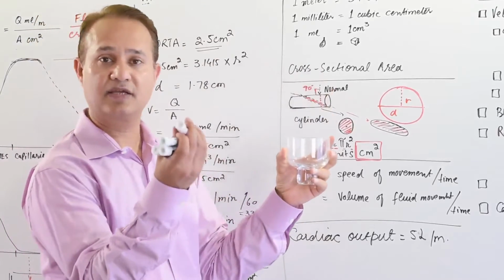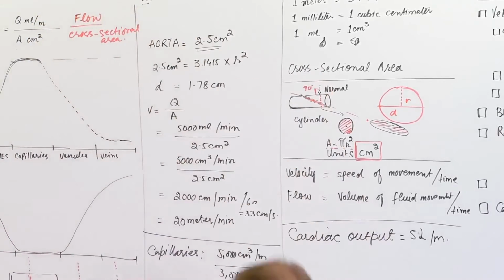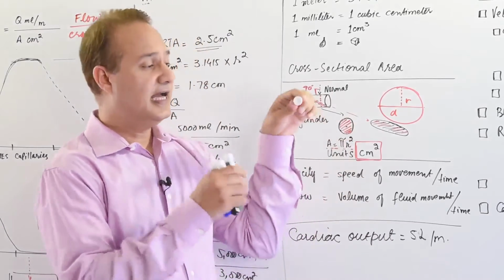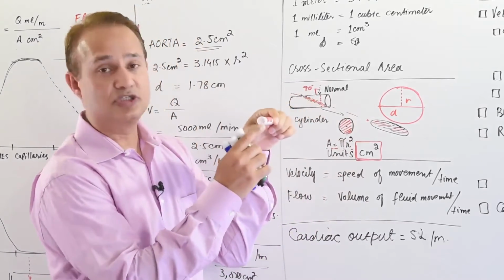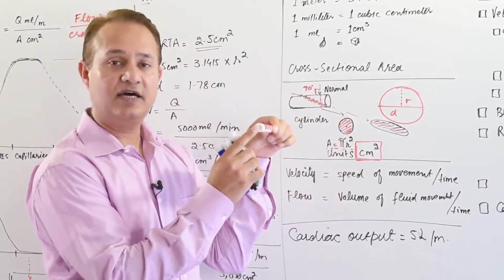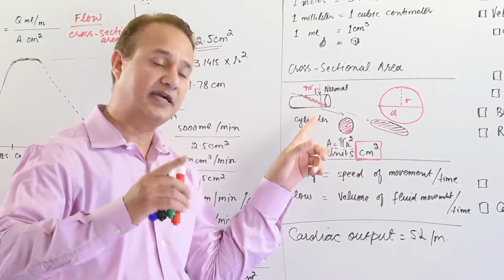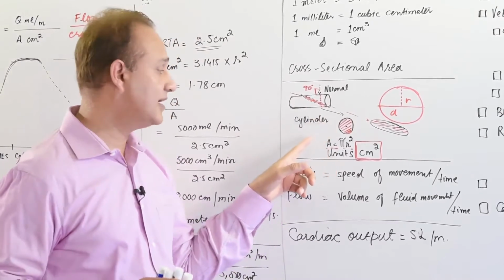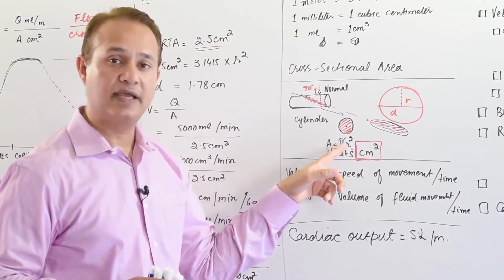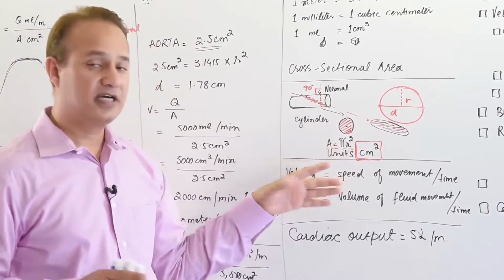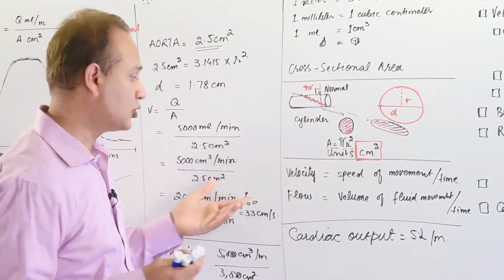So if I take this glass or this marker here, actually marker is easier. This marker is a cylinder, and if I cut it here, the thing that you would see is a circle. So the area of a cylinder's cross section, which is cut at a right angle, is the area of a circle, and that is A equals pi r square. And the units are, in our case, hemodynamics, centimeter square.